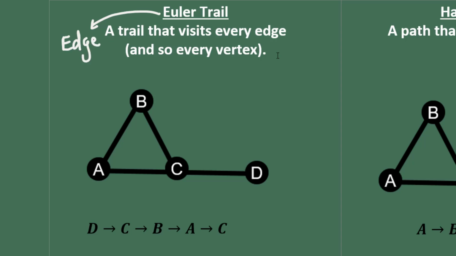For example, here we have a trail that goes from D to C, and then C to B, and then from B to A, and then from A to C. So we've hit every edge exactly once. Now, by hitting every edge, we also have to hit every vertex, but not necessarily only once.